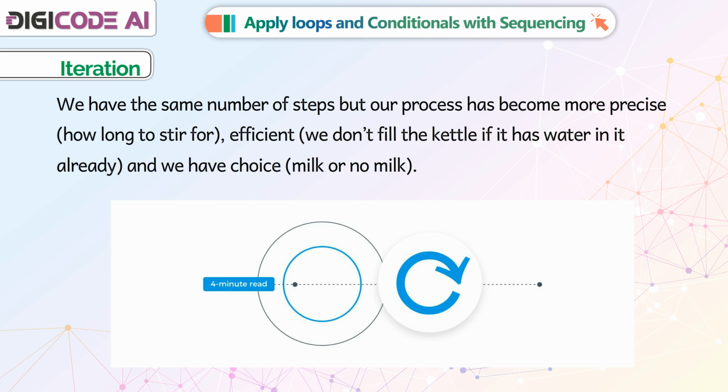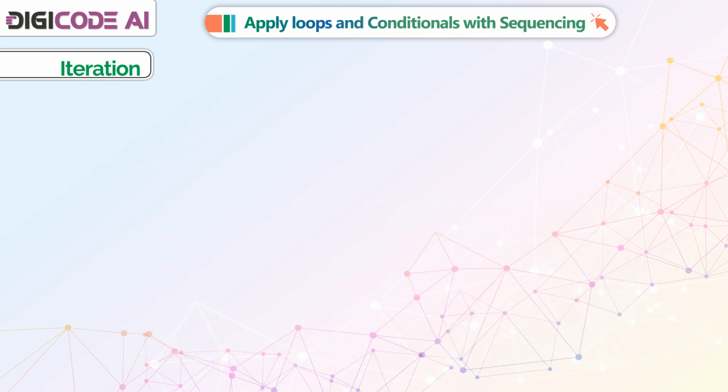How long to stir for? Efficient. We don't fill the kettle if it has water in it already. And we have choice, milk or no milk.